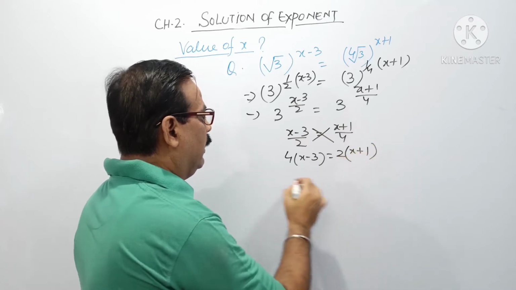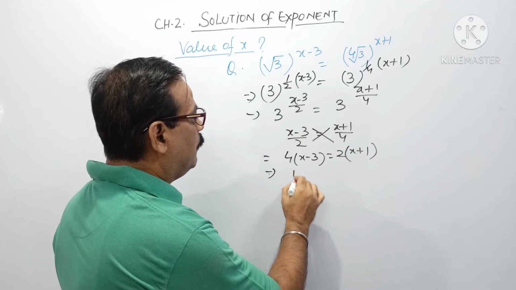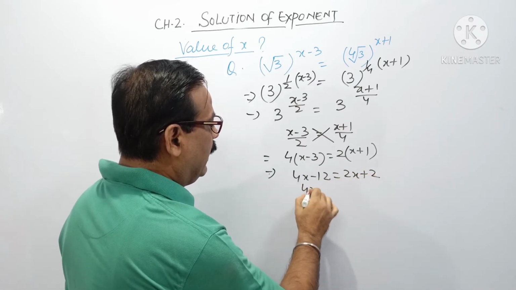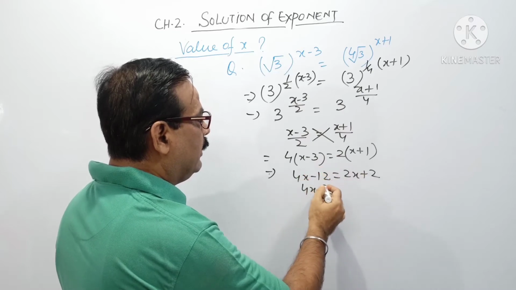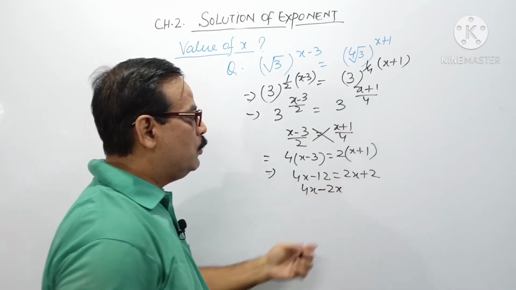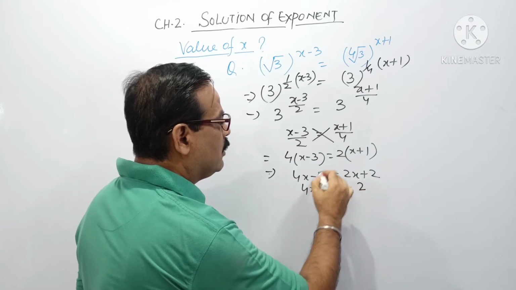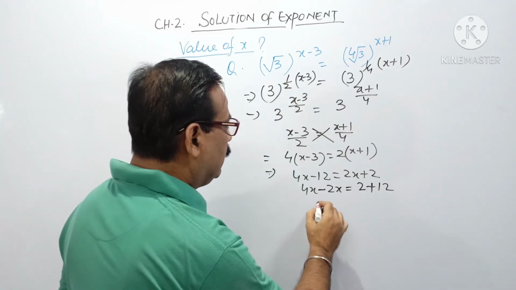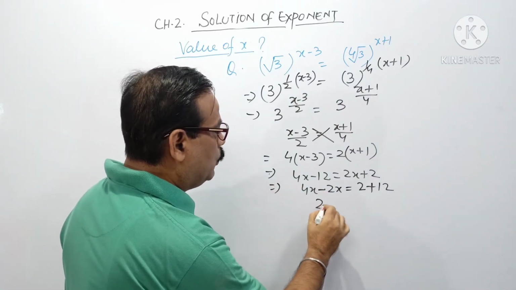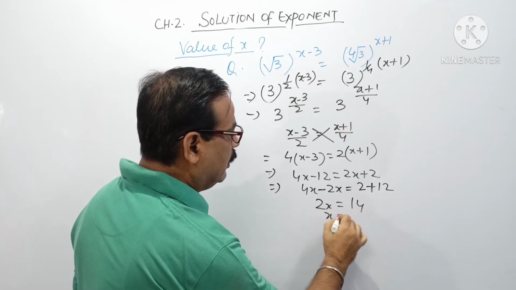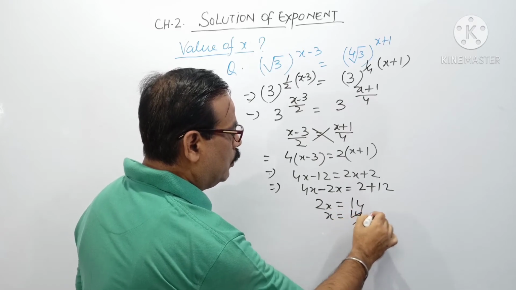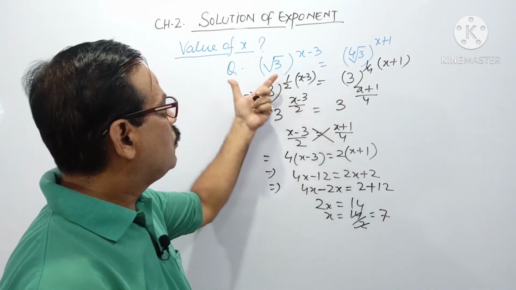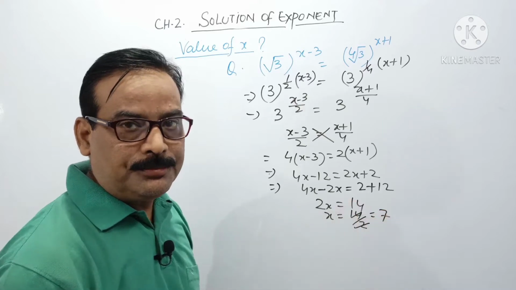plus 1. We can solve this: 4x minus 12 is equal to 2x plus 2. 2x is moved to the left side, so we write minus 2x, and here is a 2, and minus 12 is moved to the right side, so we write plus 12. So from here 2x is equal to 14 and x is equal to 14 by 2, so the value of x is equal to 7. So the solution of this question is x is equal to 7.